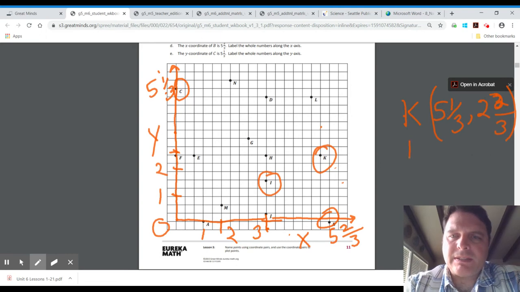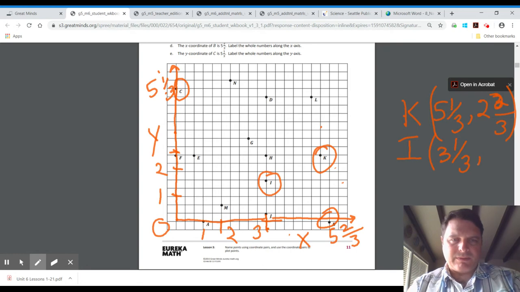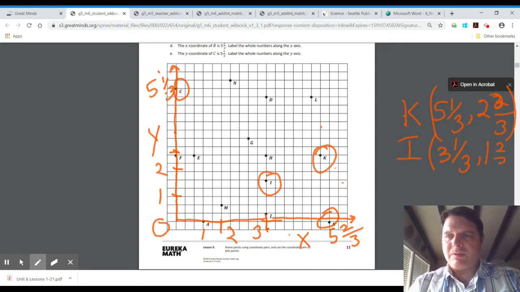Let's do letter I next. Letter I is going to be straight down. It's at, let me see something here, 1, 2, 3 and 1/3. So 3 and 1/3. And if we follow that up to letter I, it's going to be at 1 and 2/3, I believe. Okay, 1 and 2/3. There we go.